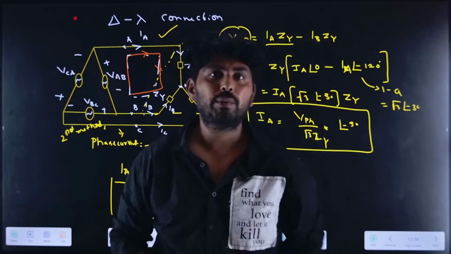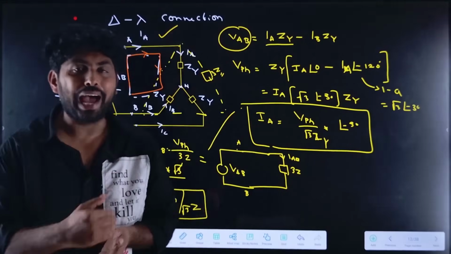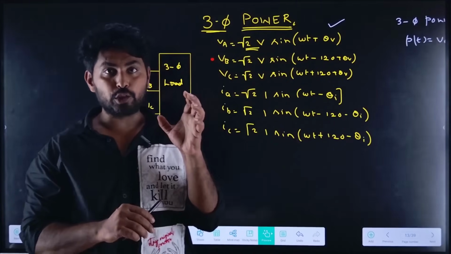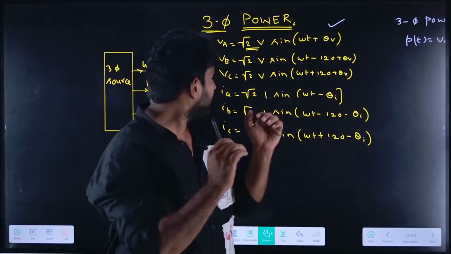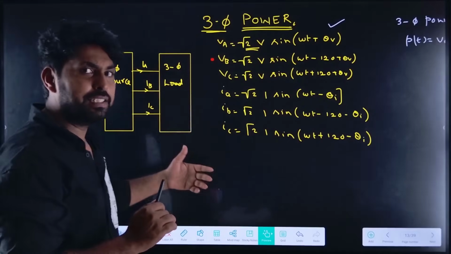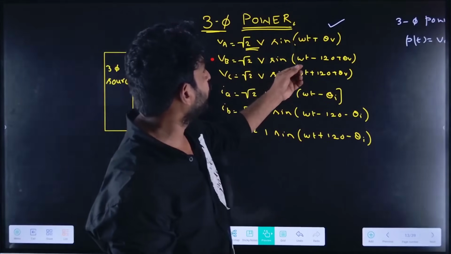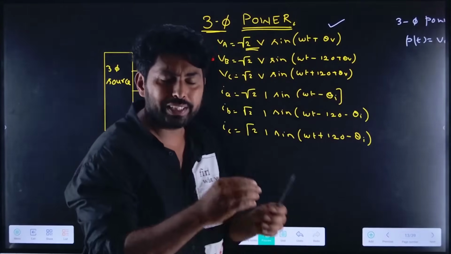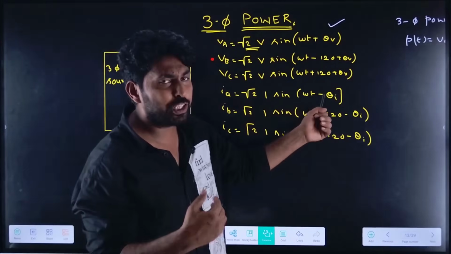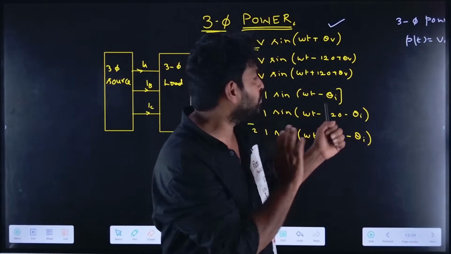Now let us find the instantaneous power, the active power and reactive power, that the three-phase circuit carries. For that I will consider a three-phase source and a three-phase load, connected together. The currents are IA, IB, and IC, and the phase voltages are VA, VB, and VC. Here VA is assumed as root 2 V sine, at an angle of theta V, where theta V is the angle of voltage with respect to the reference. Similarly, we assume it is a lagging load, so the current angle is minus theta I.